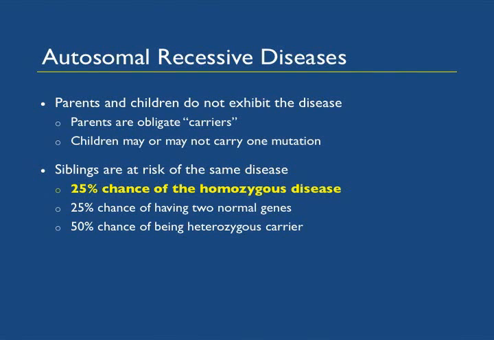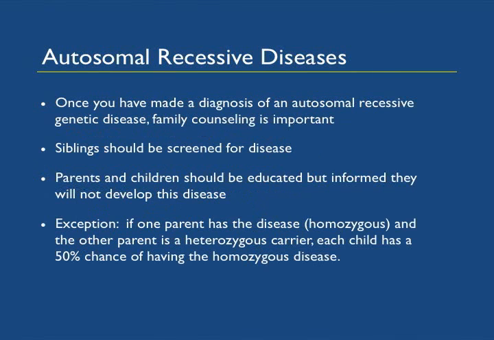Each sibling of a patient with an autosomal recessive disease has a 25% chance of also having the disease with homozygous mutations. There's a 25% chance of having two normal genes and a 50% chance of being a heterozygous carrier. Once you have made a diagnosis of an autosomal recessive genetic disease, family counseling is important. All siblings of an affected patient should be screened for the disease itself.